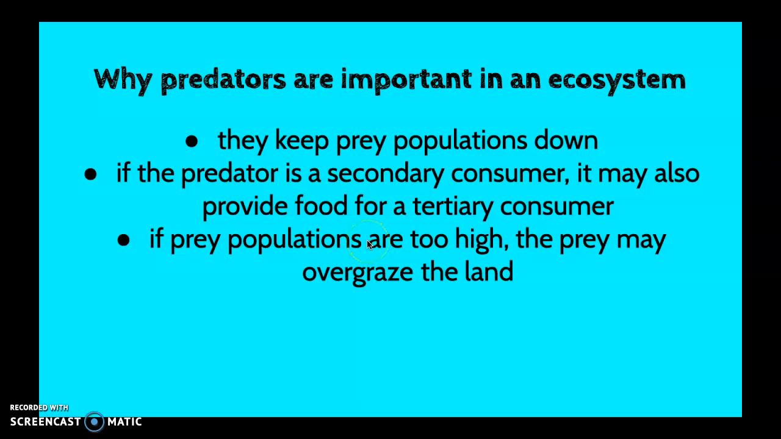Why are predators important in the ecosystem? First of all, they keep prey populations down, and if the predator is a secondary consumer, it may also be prey for a tertiary consumer. And if prey populations are too high, the prey may overgraze the land. This is why predators are crucial to an ecosystem.